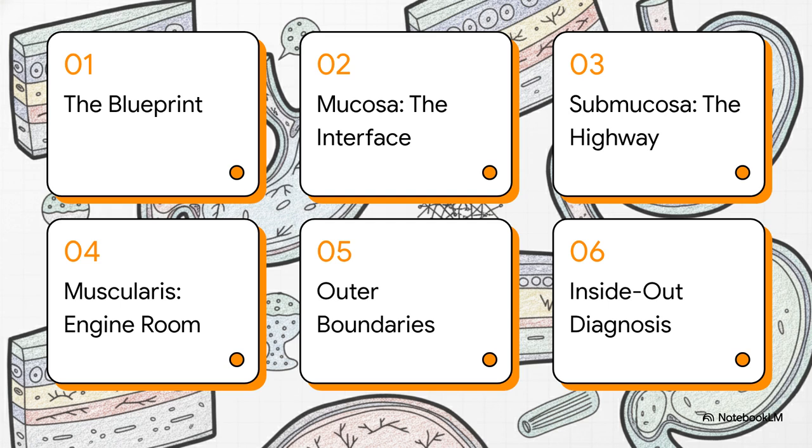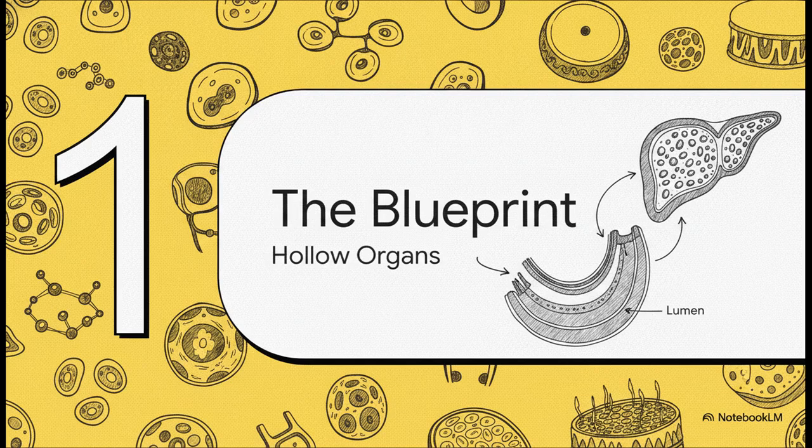Here's a quick look at our roadmap for today. We'll cover the blueprint, the mucosa, the submucosa, the muscularis, outer boundaries, and finally, the inside-out diagnoses. All right, let's jump straight into section 1, the hollow organ blueprint.